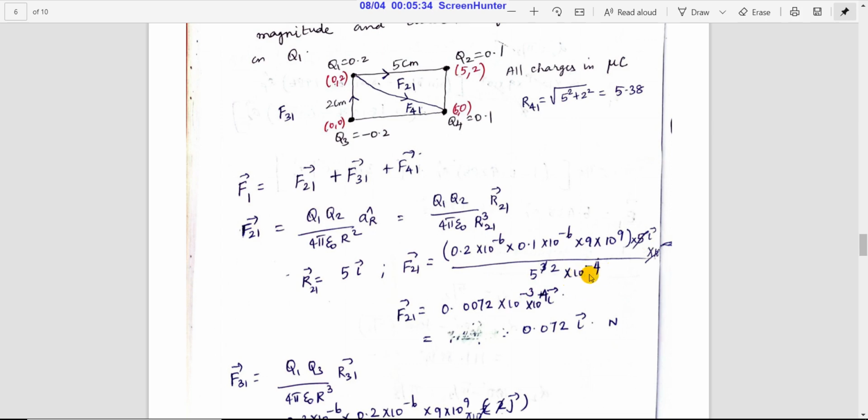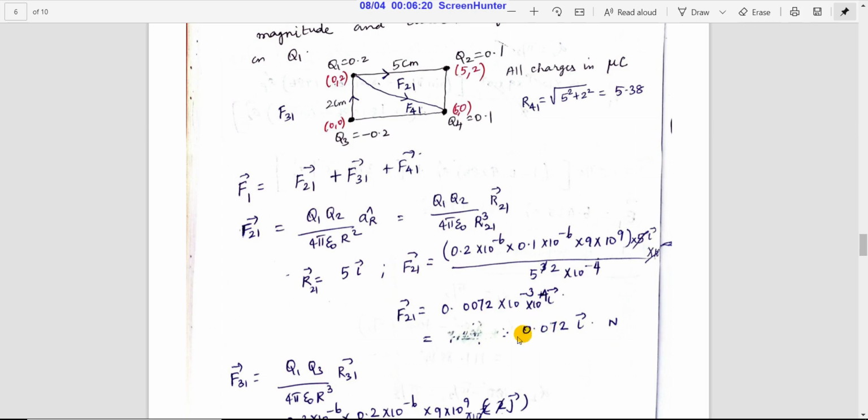But here the 10 power minus 4 is available here. We have written 10 power minus 4 because we have the distance between Q1 and Q2 in centimeters, and all the distances are given in centimeters. So to convert the centimeter value, we substitute 10 power minus 4 in the denominator, and if it is taken to the upper side, then the resultant will be the product of this 10 power minus 3 and 10 power plus 4.